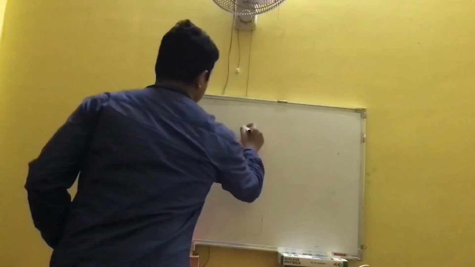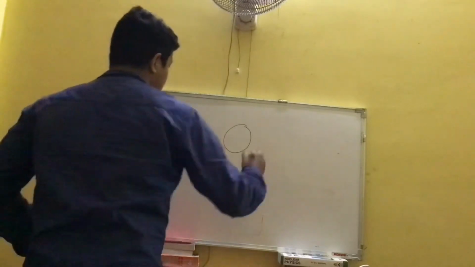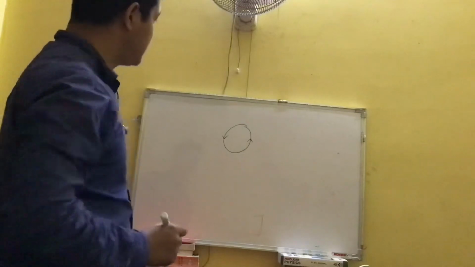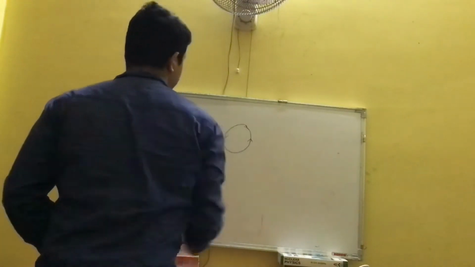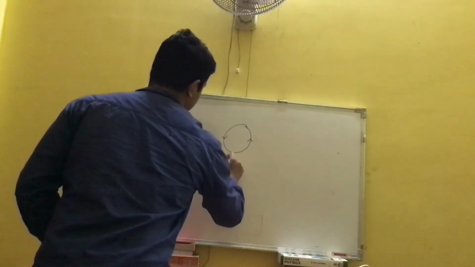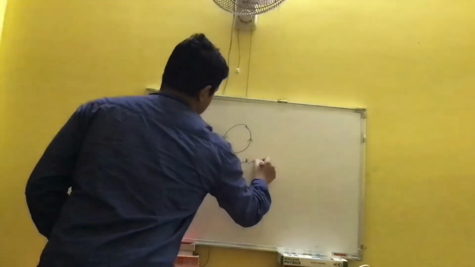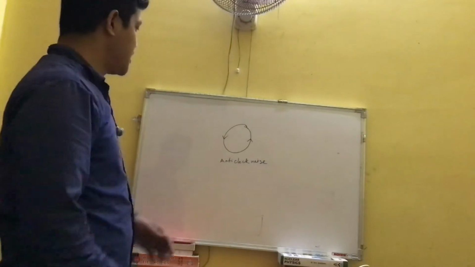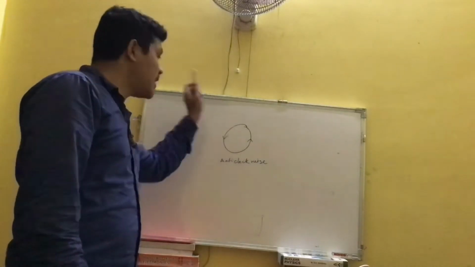Suppose you have a coil. This is a circular coil. Now let us suppose the current flows through this coil, in the anti-clockwise direction. Then what will be the direction of the magnetic field due to this current?